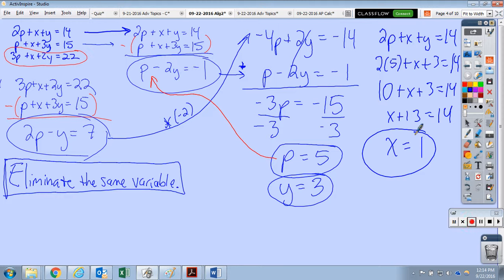Any questions about this? You may not be given one where all the x's look exactly the same. In case that happens, just remember, like you did here when you multiplied this by negative 2, you can apply that principle in the very beginning to get things to match. And this is the key here: eliminate the same variable. After I eliminated the x here, I needed to eliminate the x there. Okay?